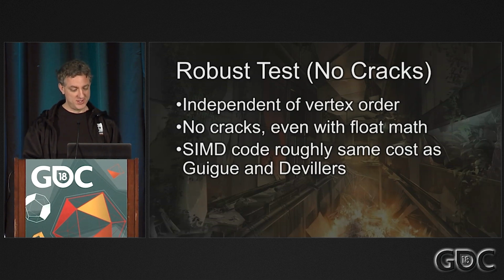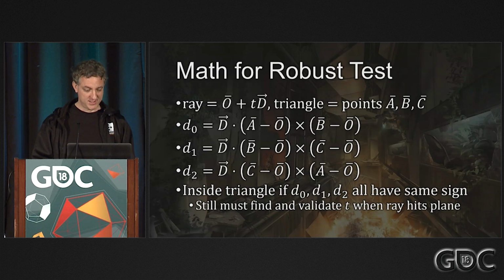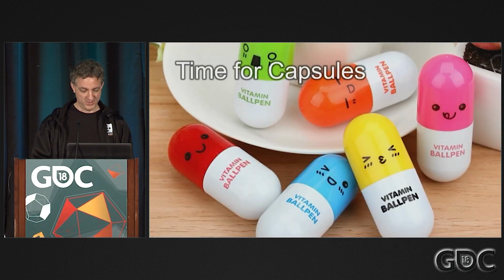And then this has no cracks, even with floating point math, independent of vertex order. And when done in SIMD, it's roughly the same cost. And how you treat plus and minus depends whether you hit both front and back faces, just front faces, or just back faces. And whether plus or minus is front or back depends on your winding order. Okay, so here's that math. It's just you make the plane and you dot product with it. Pretty boring. This doesn't do the test for the distance, but we saw that earlier.